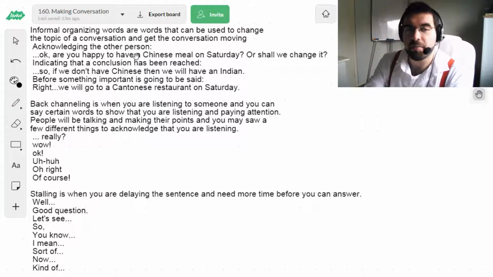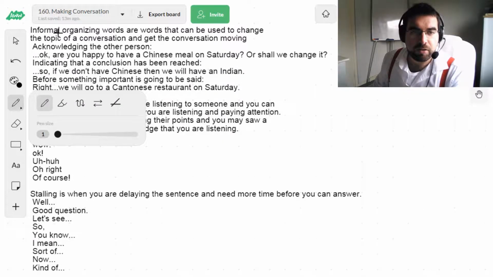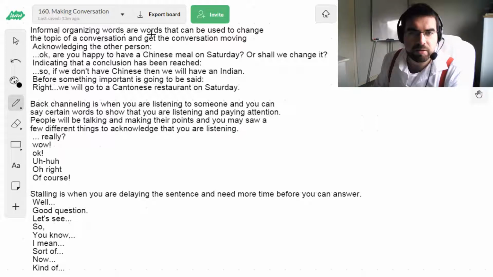Let's have a look at making conversation. Informal organizing words are words that can be used to change the topic of a conversation and get the conversation going.